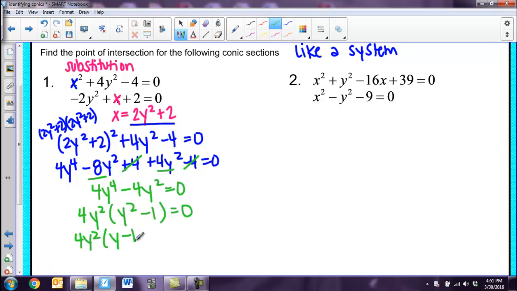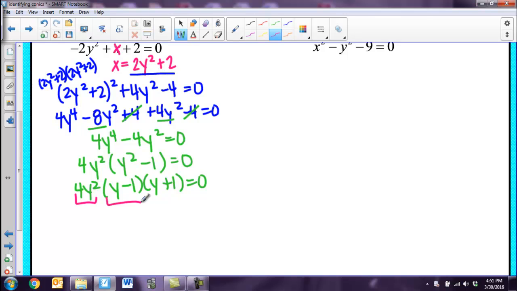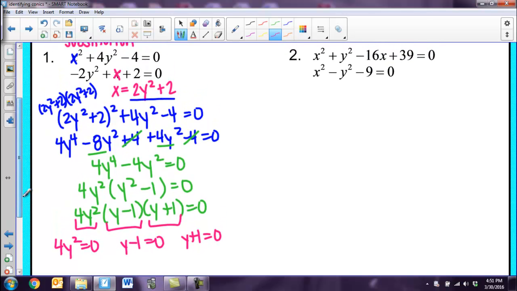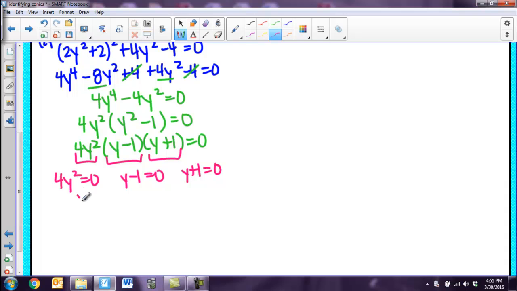So you'd have y minus 1, y plus 1 equals 0, and then you can just use your zero product property or set each of your factors equal to 0. So 4y squared equals 0, y minus 1 equals 0, and y plus 1 equals 0. So I would know all of the y values that correspond to solutions of this system. Because remember, what I have going on here is an ellipse and a sideways parabola, and I'm trying to find all the points where they're touching. So I know that y would be 0, if I add 1 here, that would be 1, and then negative 1.